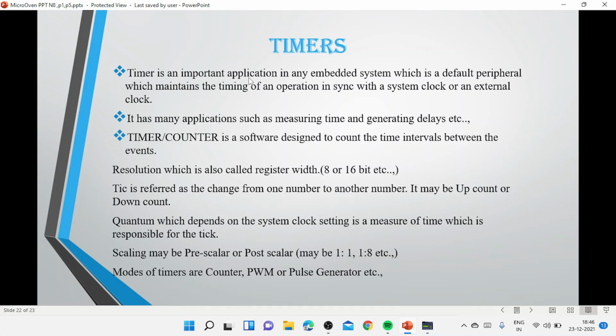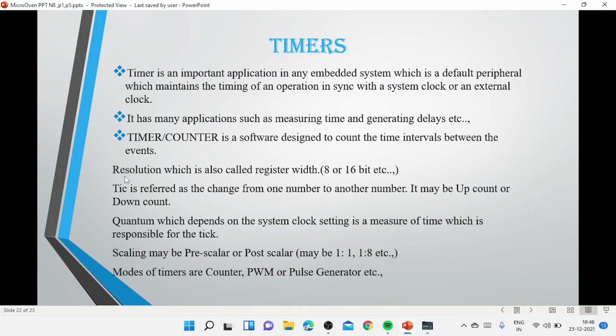Timers are an important application in any embedded system, which is a default peripheral which maintains the timing of an operation in sync with a system clock or an external clock. It has many applications such as measuring time and generating delays, etc. Timer and counter is software designed to count the time intervals between the events. Means in order to measure the time, we can use timers and counters.